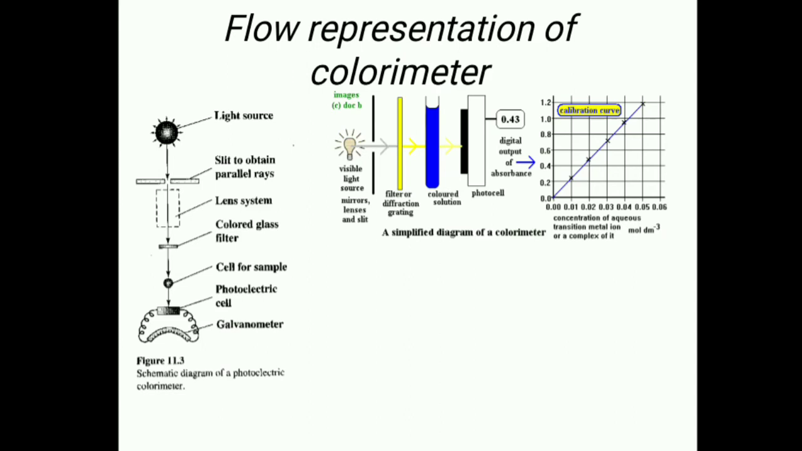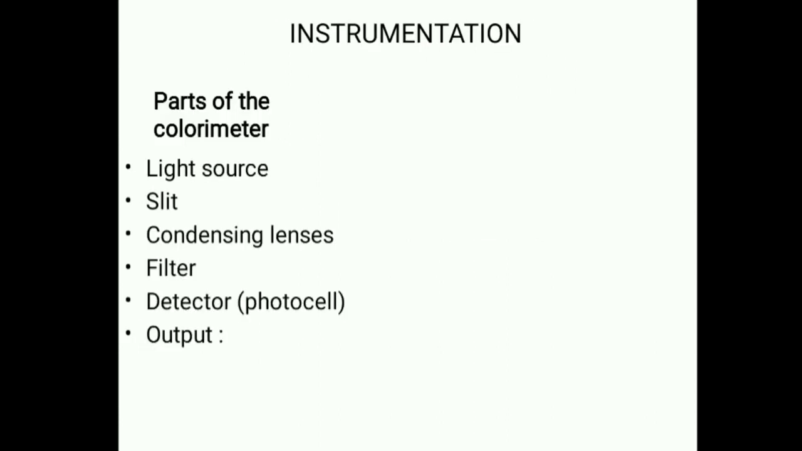As you can see in the diagrammatic representation, first we have the light source, then we have a slit to obtain parallel rays. Then we have a lens system, then our color glass filter, then a cell for the sample, then a photoelectric cell, then a galvanometer is attached to it. Talking about the instrumentation part of the colorimeter, first is the light source, then slits, then condensing lens, filter, detector, that is a photocell, and then an output.